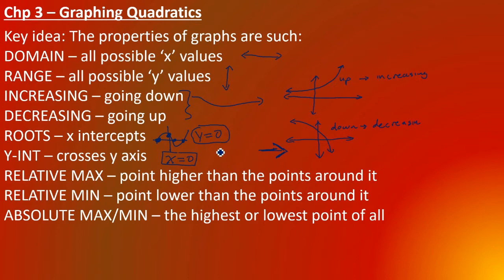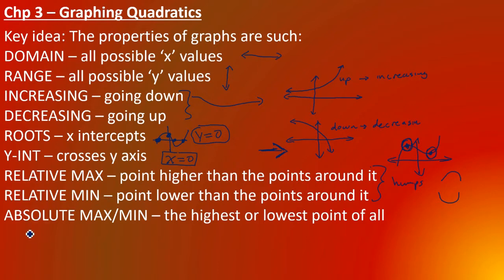Figure it out. Okay, relative max, relative min. For both of these, you're basically looking for the humps of the graph. So if we have our little plot right here, that is a relative max. And right here, that's a relative minimum. So a relative max is going to look something like this, and a relative min will look something like this.